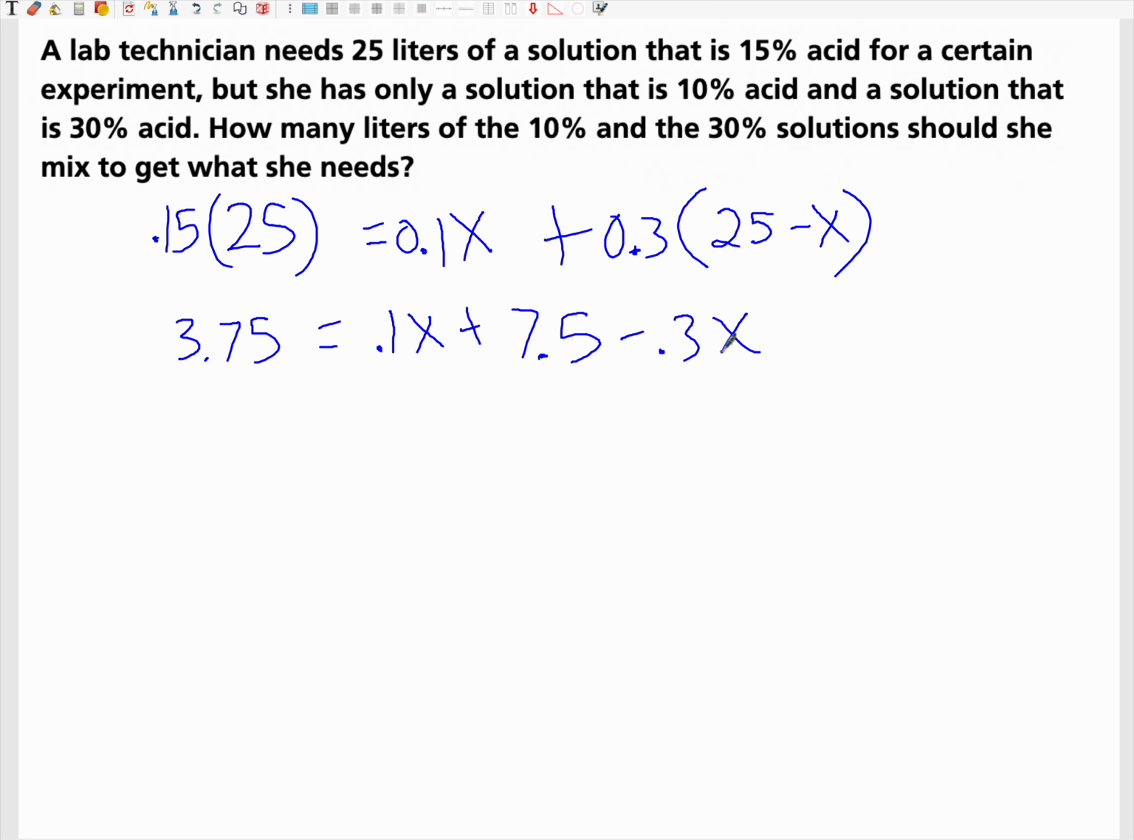Okay, so all I've done is simplify. I've done one step. Is everybody good? Makes sense where we're at? 0.15 times 25 is 3.75. Then we just have 0.1x. 0.3 times 25 is 7.5, and 0.3 times x is 0.3x. So all I did was distribute. Okay? Alright, what's next?